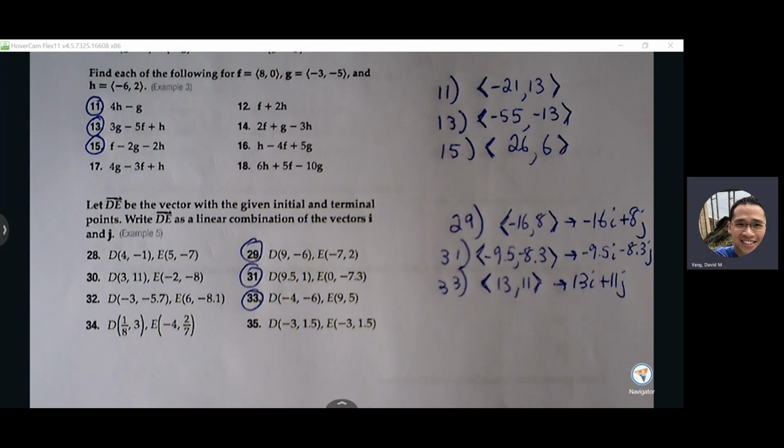For 29 to 31, just treat it like all the previous problems. You just, at the very end, you will just include the unit vectors and a plus sign if you want.